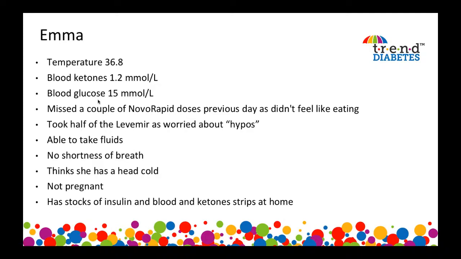So let's look at what she tells us. Her temperature's okay, and I was thinking about this in respect of COVID. She has no pyrexia. She's got positive ketones as shown. Her blood glucose is about 15.